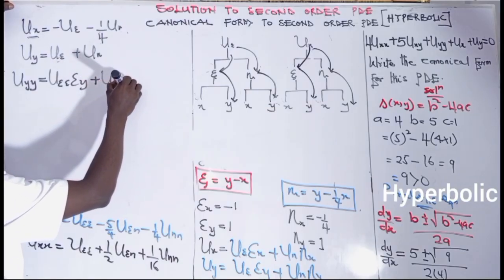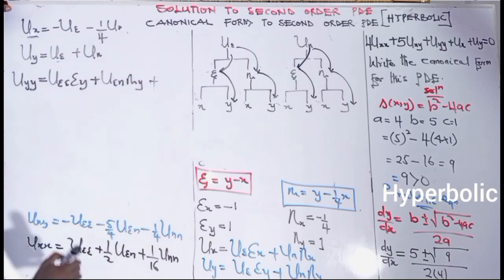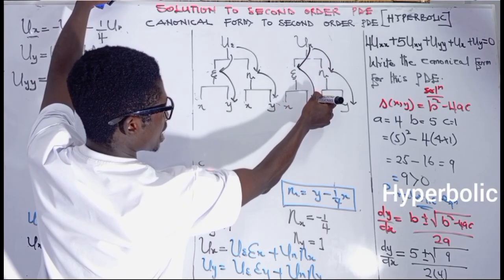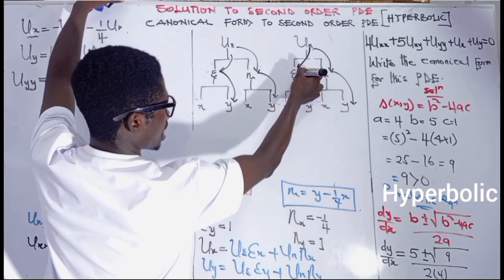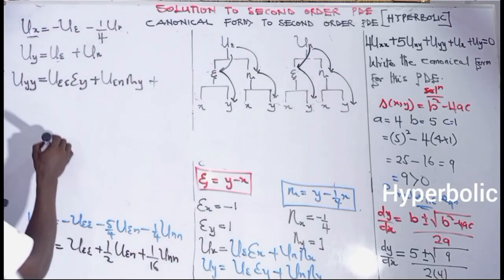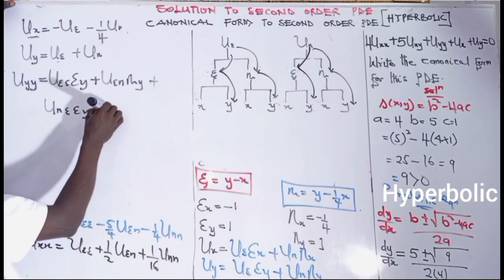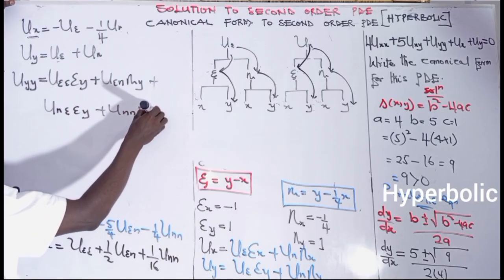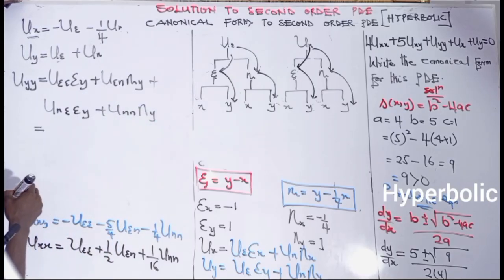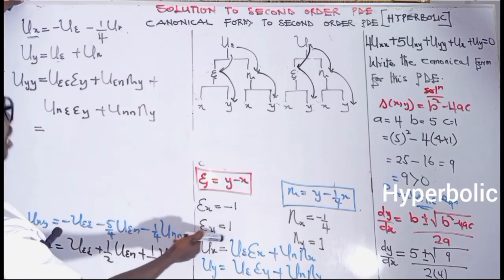So we have u zeta zeta y plus u zeta eta y. We have u eta here, so we have to find the expression for u eta. Coming to this diagram, this is u eta, so we have u eta zeta y plus u eta eta y, from the two diagrams. When we do some small simplification, we are going to get this one. There's no need to expand.